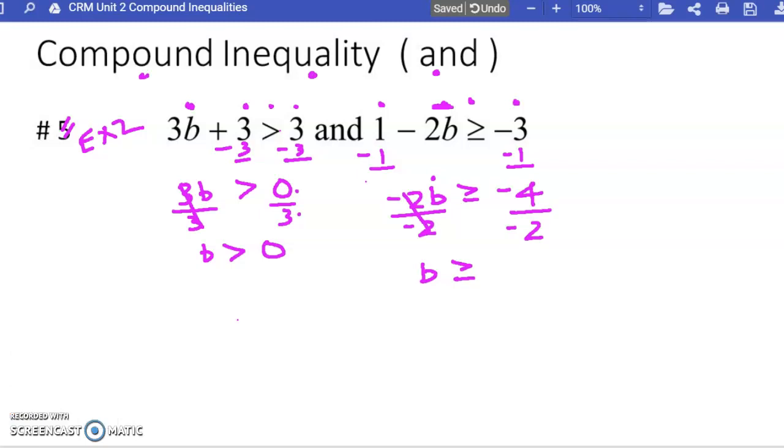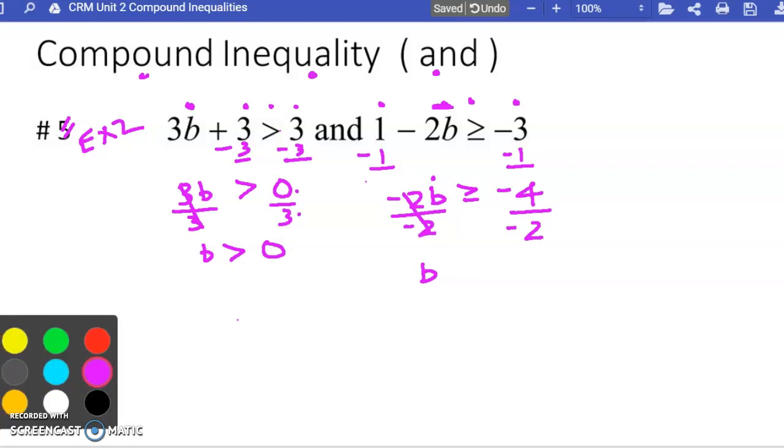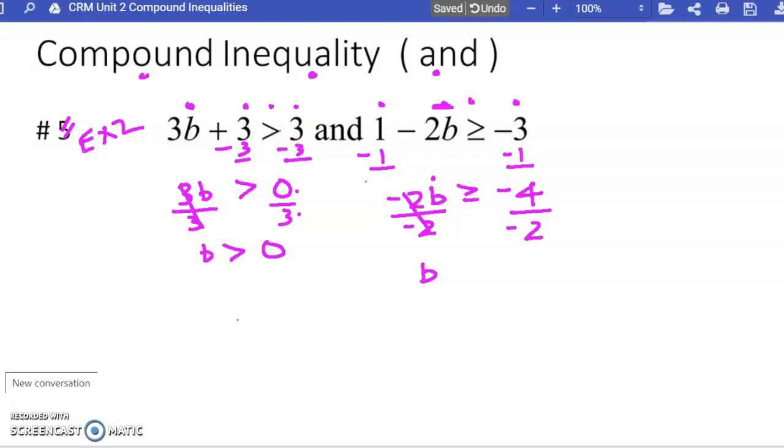Let me erase that and go back to, let's change colors. Because I divided by a negative number, that means that this sign has to get flipped around. So that means it's going to become a less than or equal sign. And negative 4 divided by negative 2 is a positive 2.